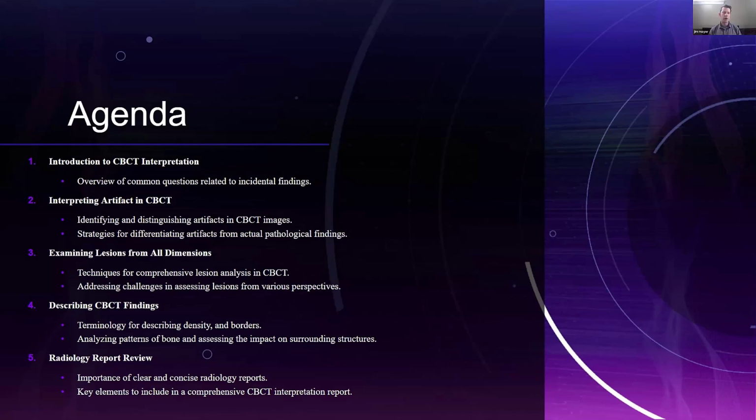Perfect. I think we're starting with more artifacts that we do see in the scans, what those can be interpreted as.